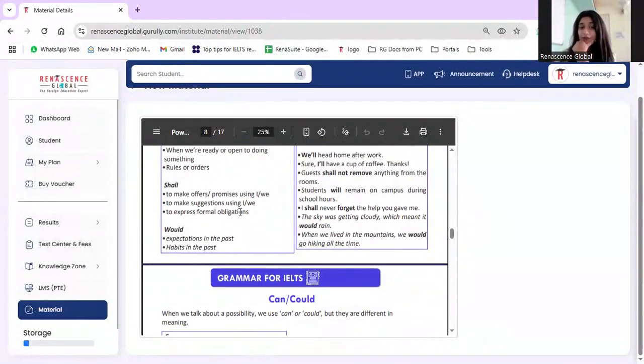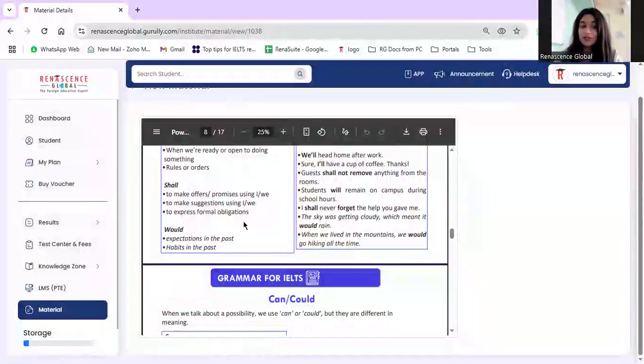Shall is used to make offers and promises using we or I. Shall I use your pen, right? To make suggestions using I and we. We shall move now. We shall eat now. To express some formal obligation. You shall not do that.